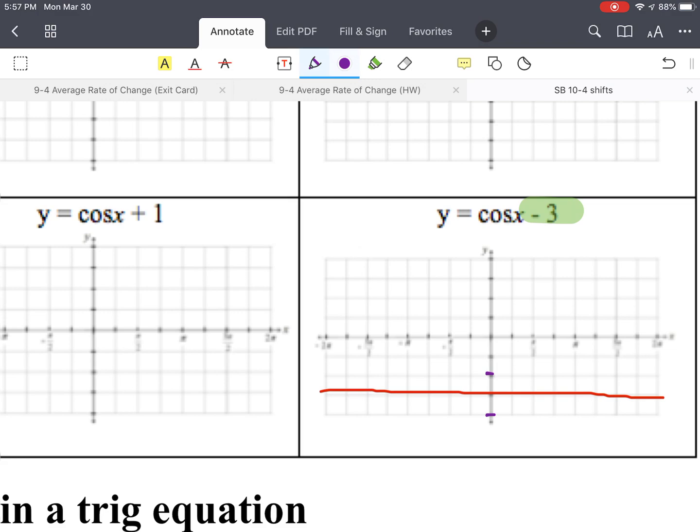So cosine is going to start at the highest point, then go to the midline, then the lowest point, then the midline, then back to the highest. Kind of looks like a U. Okay, then let's do this again. So now we're at the highest, midline, lowest, midline, highest.